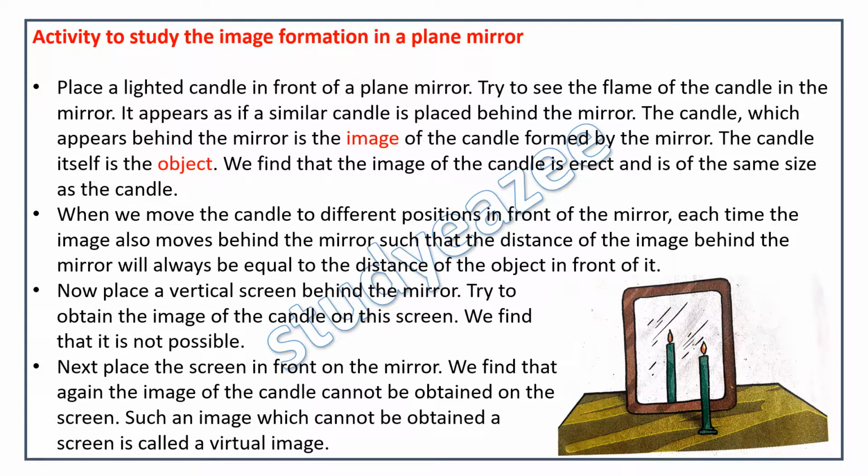When we move the candle to different positions in front of the mirror, each time the image also moves behind the mirror, such that the distance of the image behind the mirror will always be equal to the distance of the object in front of it. Now place a vertical screen behind the mirror and try to obtain the image of the candle on this screen. We find that it is not possible. Once again, if we place a screen in front of the mirror and try to obtain the image of the candle, we find that it cannot be obtained on the screen. Such an image which cannot be obtained on a screen is called a virtual image.